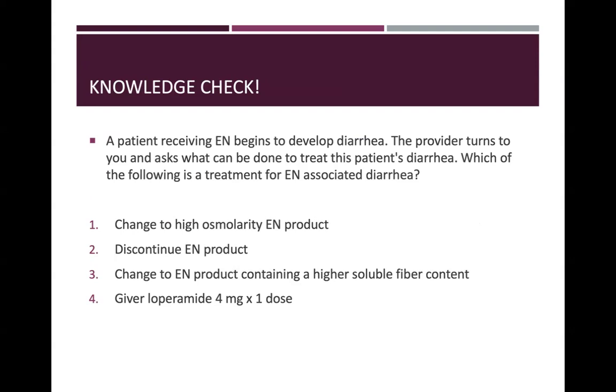All right, so let's check our knowledge again. A patient is receiving enteral nutrition and begins to develop diarrhea. The provider turns to you, the well-educated pharmacist, and asks, hey, what can I do to treat this patient's diarrhea? Which of the following is a treatment strategy for EN-associated diarrhea? 1, change to a high osmolarity EN product? 2, discontinue the product altogether? 3, change to an enteral nutrition product containing a higher soluble fiber content? Or 4, give loperamide 4 milligrams times 1.